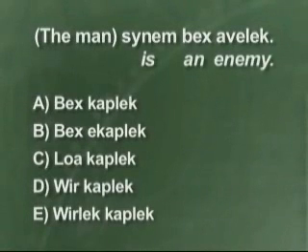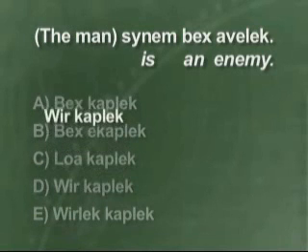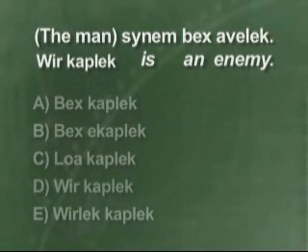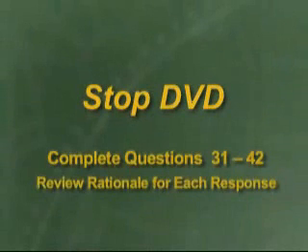Using your vocabulary list and grammatical rules, you can see that the phrase sinem bex avalek means is an enemy. Next, translate the man. Using your vocabulary list, you will see that D, where kaplek, is the artificial language translation for the man. So the answer is D, where kaplek. Complete questions 31 to 42. Review your responses using the rationale for each response. Stop the DVD now and return to the DVD when you've finished.